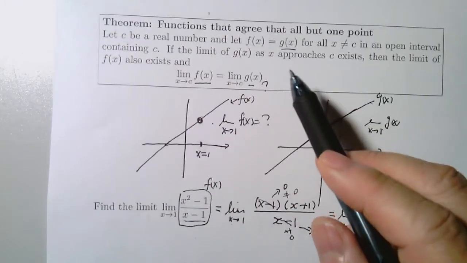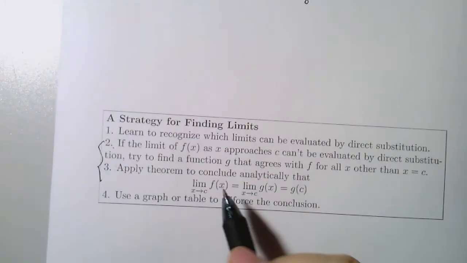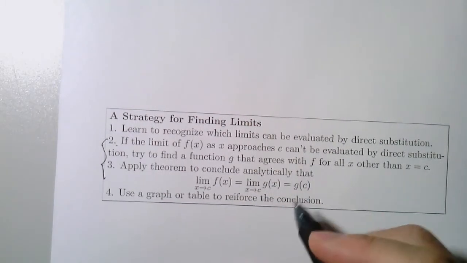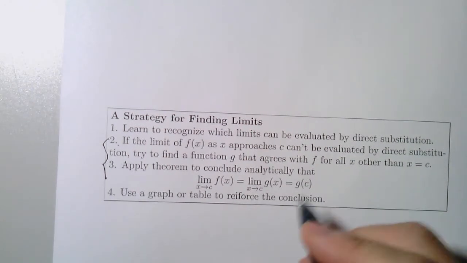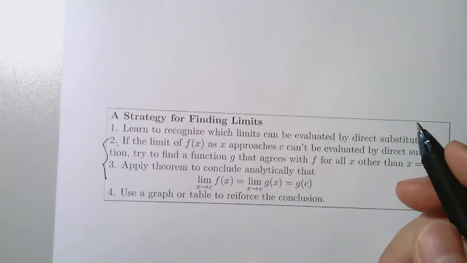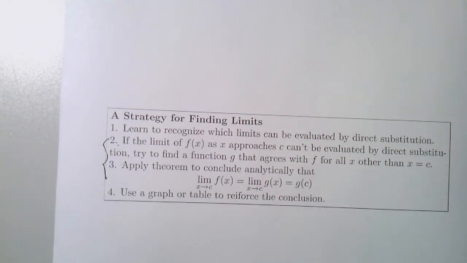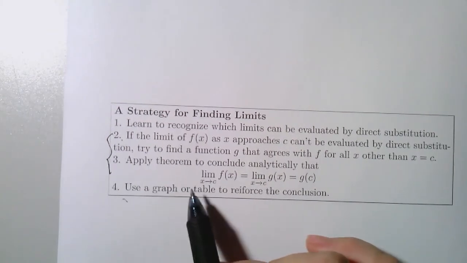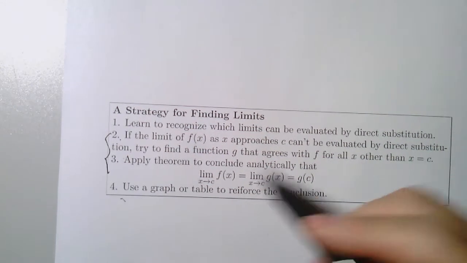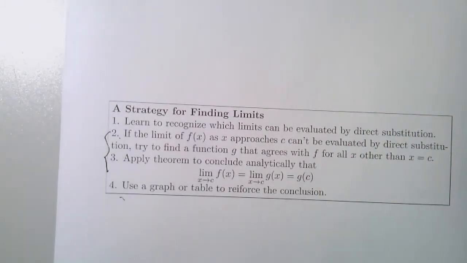When you apply that theorem, you need to do simplification. When you simplify, you get the simplified function, which you call g(x), and you see if the limit of g(x) exists or not. After you get g(x), see if you can do substitution. If you can, then you find the limit. If you still cannot, maybe you don't have a limit. The last step is to use a graph or table to reinforce the conclusion. If you can use a graph to see that roughly the graph does have a limit, then that confirms your conclusion.